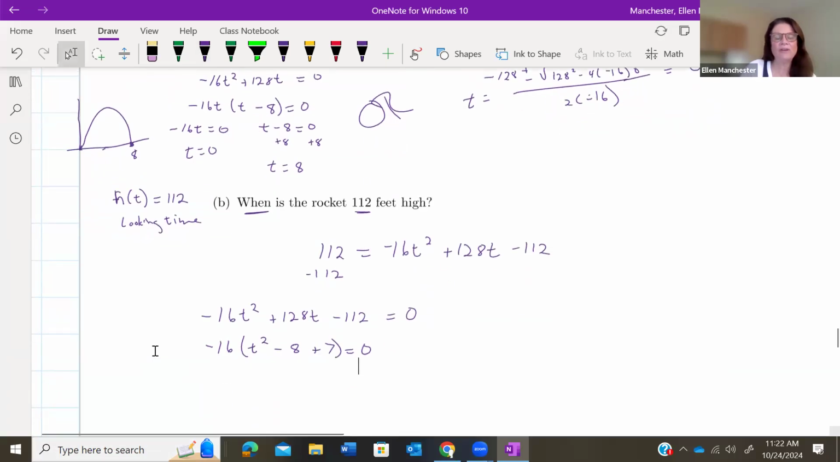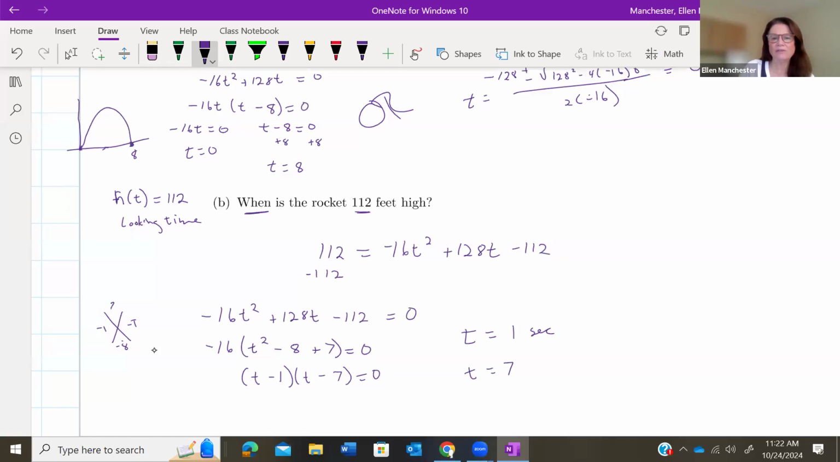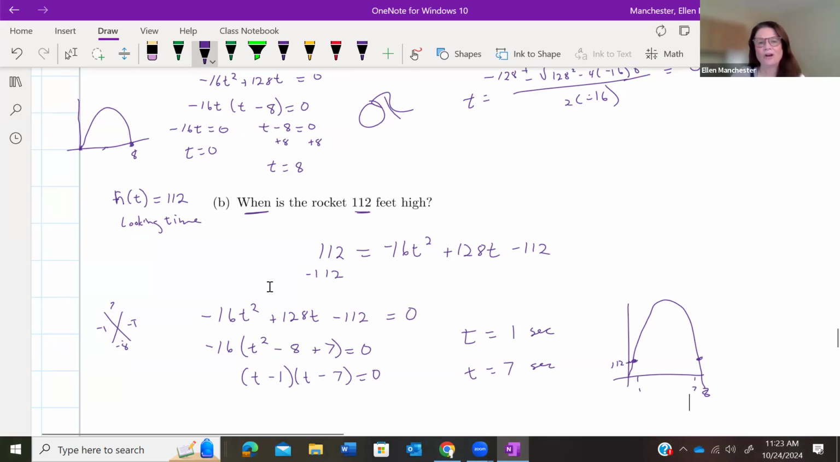And now you can see it's super easy to factor. What do you multiply to get 7 and add to get negative 8? Well, it's got to be negative 1 and negative 7. So we have t minus 1 and t minus 7. So the rocket is at 112 feet at 1 second, and then again at 7 seconds, which makes sense, right? If our rocket leaves at 0, it goes up and then comes back down 8 seconds later. Well, 112 is at 1 second and 7 seconds. So it does have to go up and then come back down again. It's called gravity.